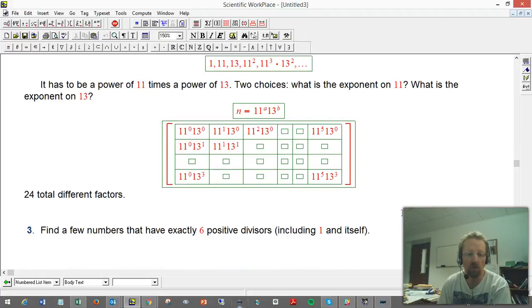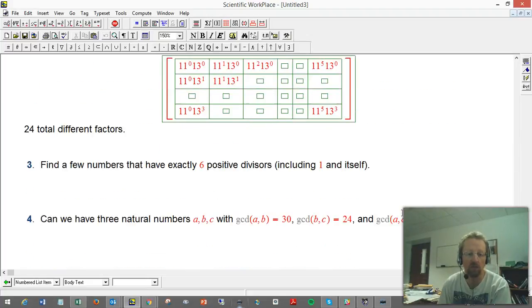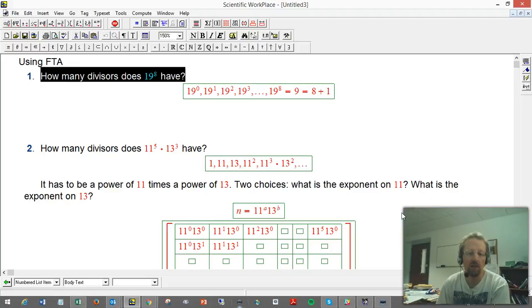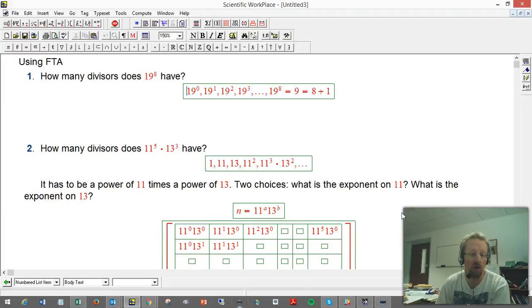So we can go backwards. We can say, well, let's find some numbers that have exactly 6 positive divisors. And it doesn't say find all of them, okay? Well, so what's one way that could happen? It could be analogous to 19 to the 8. It could be just a power of a prime.